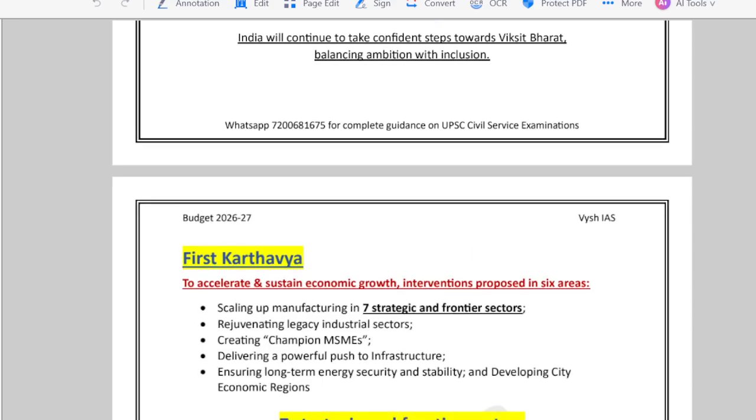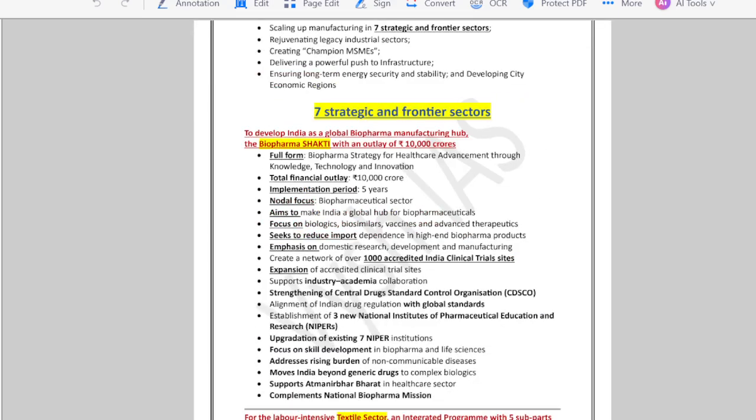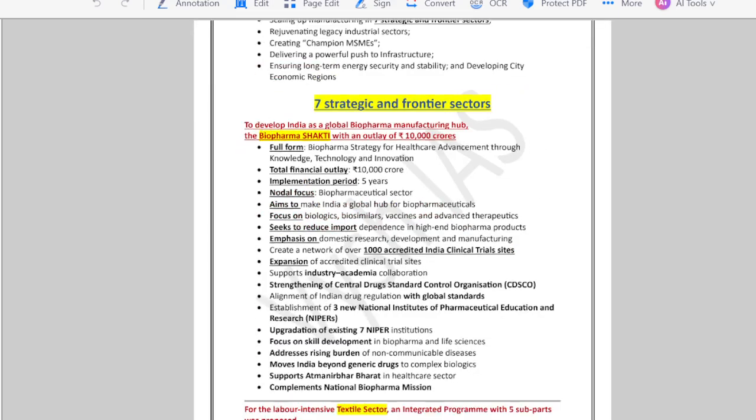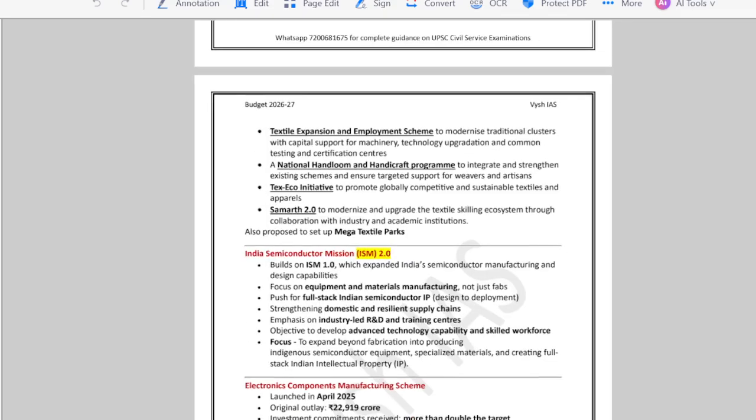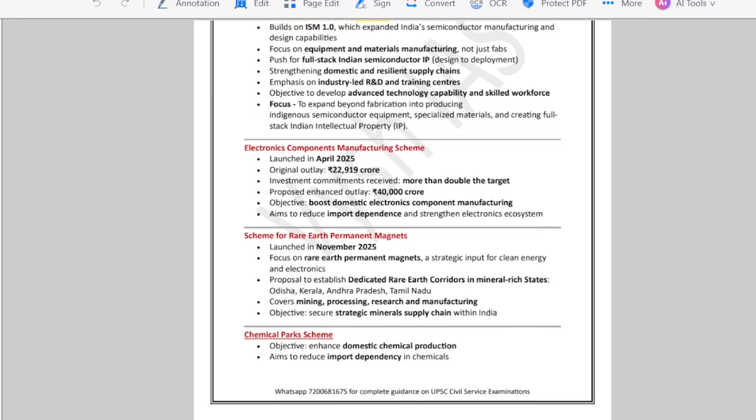And then like that, for each kartavya, from the index itself, you can click and navigate to what you want. See, the biopharma scheme, what related information you have to know, the textile sector, the semiconductor mission, everything is covered.